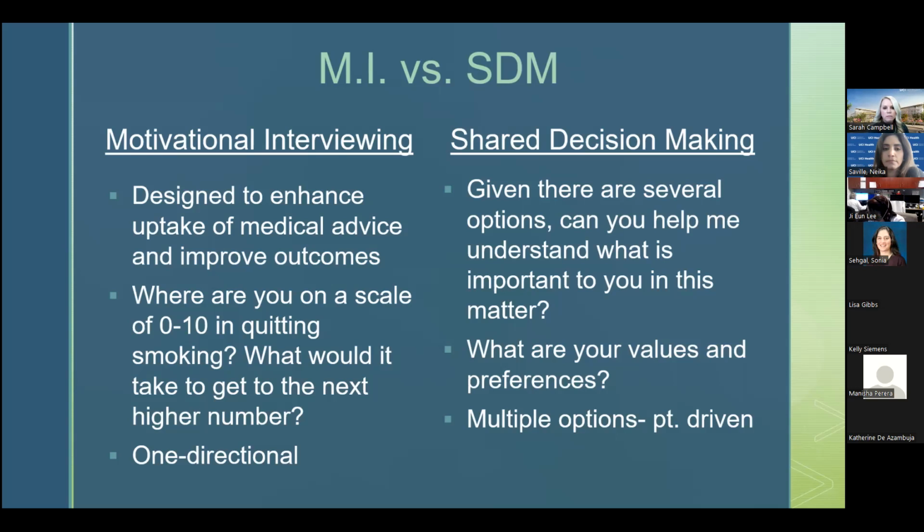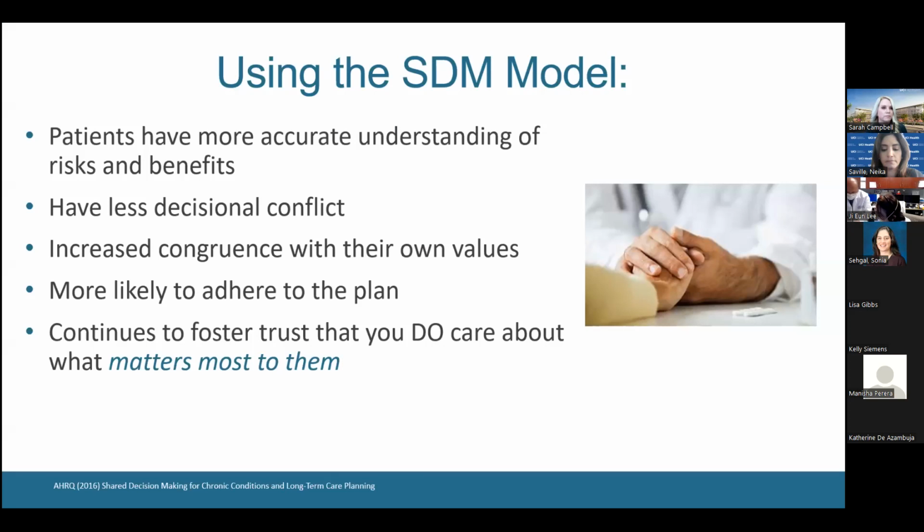But with shared decision-making, given there are several options here: can you help me understand what's important to you in this matter? What's most important to you, what you value most? When we're talking about things like quitting smoking for behavior change: what would it take, on a scale of 0 to 10, where are you at in quitting smoking? What would it take to get you to a higher number? And then in shared decision-making: what are your values and preferences? With motivational interviewing, it's more one-directional, whereas with shared decision-making, there may be multiple options.